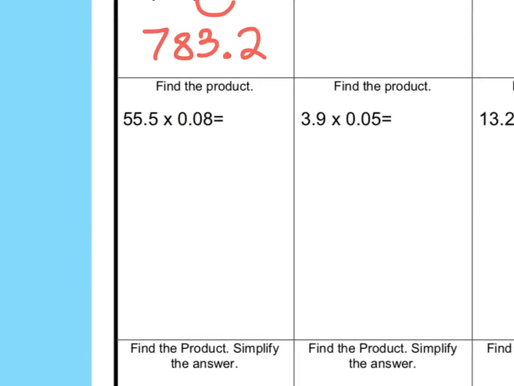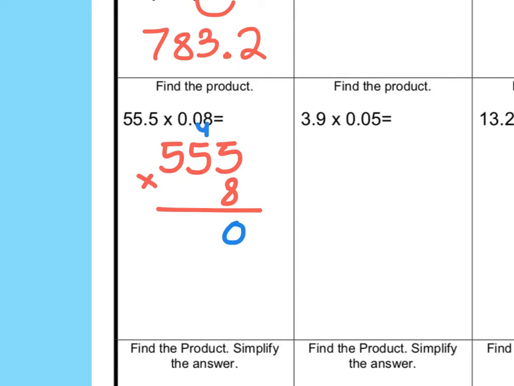For number 2, it says find the product. We're just going to imagine it will be 555 times 8. We're just going to multiply it like it's a whole number. 5 times 8 is 40, carry the 4. 5 times 8 is 40, add 4 makes 44. 5 times 8 is 40, add 4 is 44. So we have this large number, 4,440.